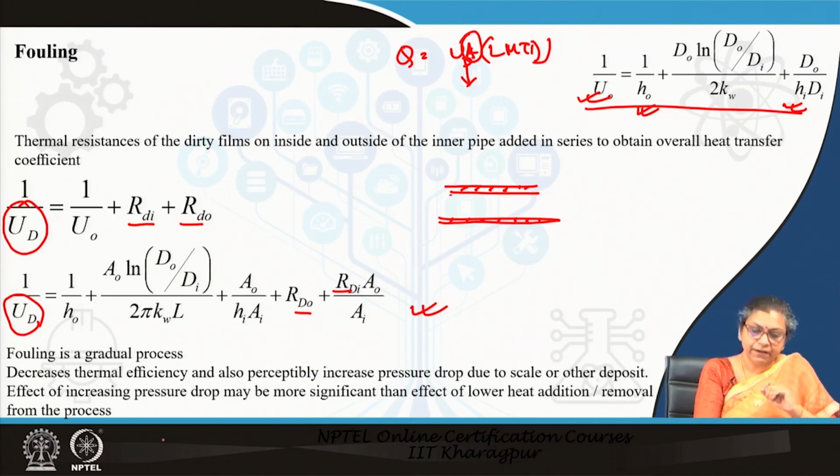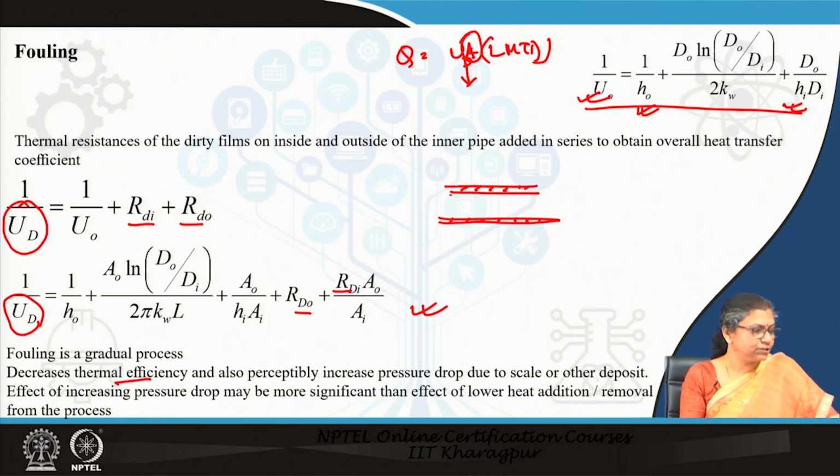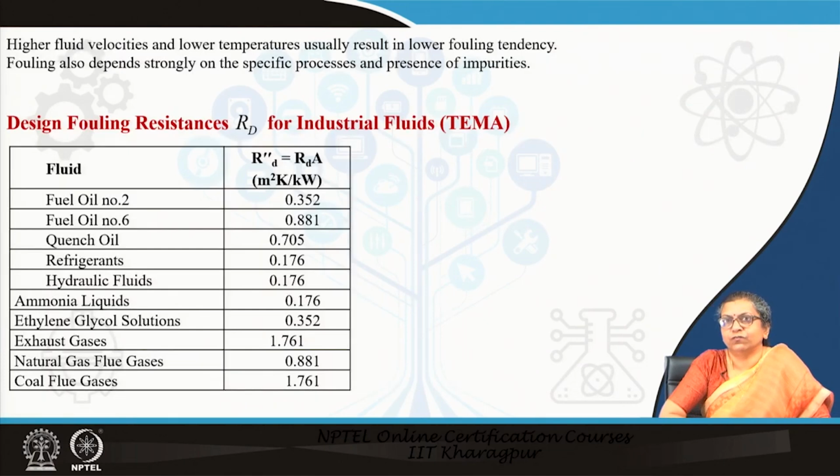It is quite evident that when fouling increases, it naturally decreases the thermal efficiency, and there is one more important thing that you have to consider. It is not only that when fouling occurs, the heat transfer rate decreases; the pressure drop also becomes higher along with lower heat addition. So it is much more important to consider fouling factors not only from the heat transfer point of view, but also from the pressure drop point of view.